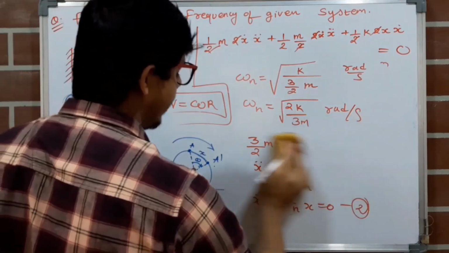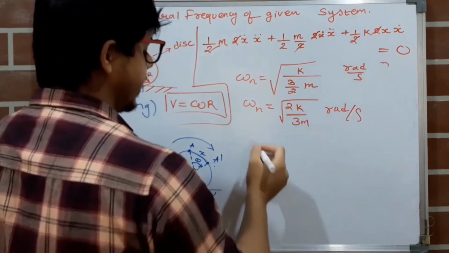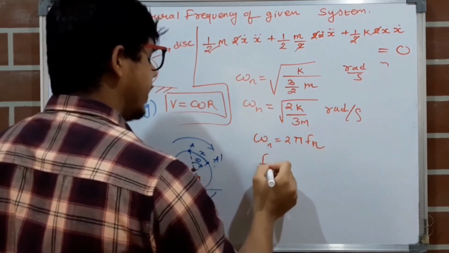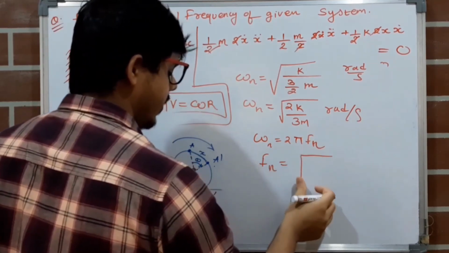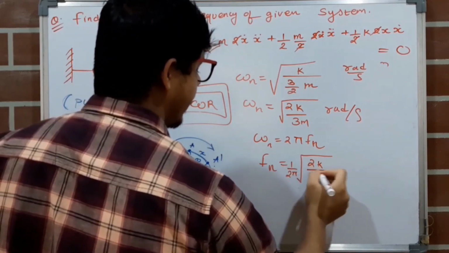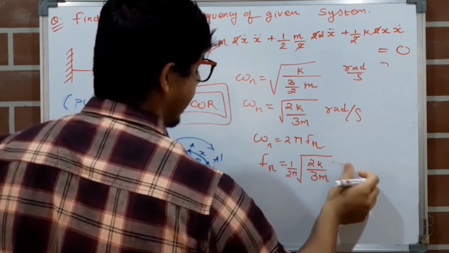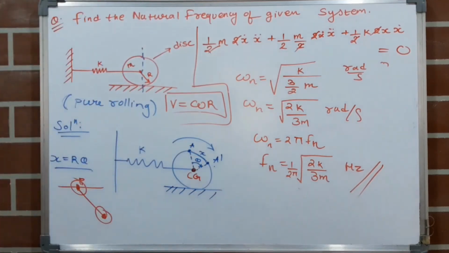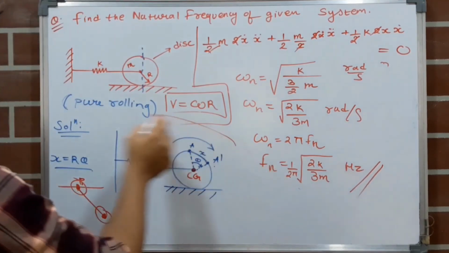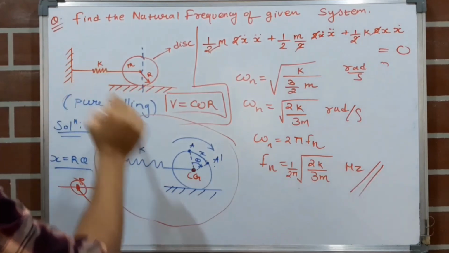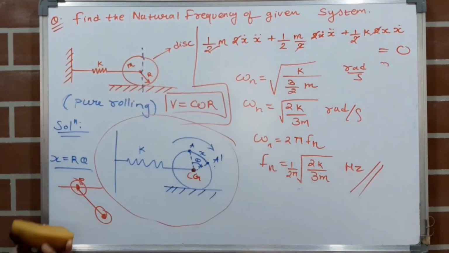This is the natural angular frequency. Now our question is to find the natural frequency. So omega n is equal to 2 pi fn. So fn will be 1 upon 2 pi under root of 2k by 3m hertz. So this is our final answer, the natural frequency of this system, that is 1 upon 2 pi under root of 2k by 3m, where k is the stiffness of the spring and m is the mass of the disc.